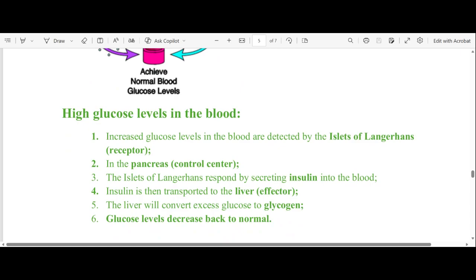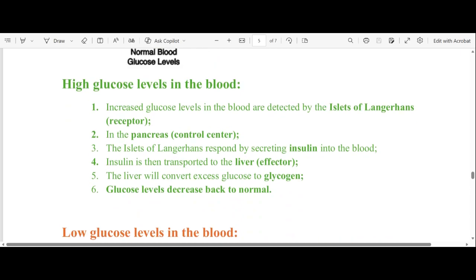So I was just explaining the diagram. Now let's look at the process of how glucose levels are maintained in the body. Number one, an increased glucose level in the body is detected by the islets of Langerhans. So they act as receptors because they detect the change in stimuli, the change in the glucose level. Number two, in the pancreas, the pancreas now becomes the control center.